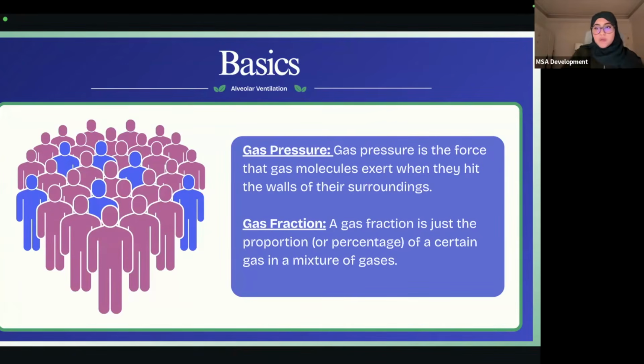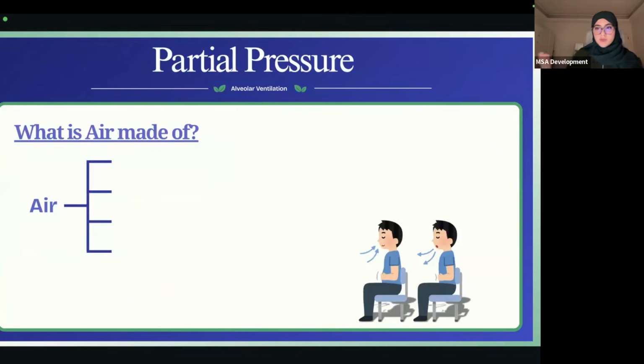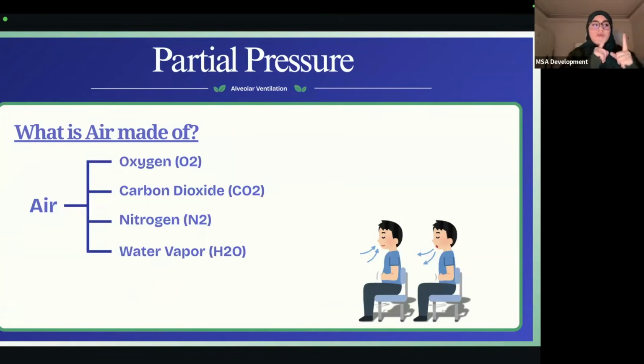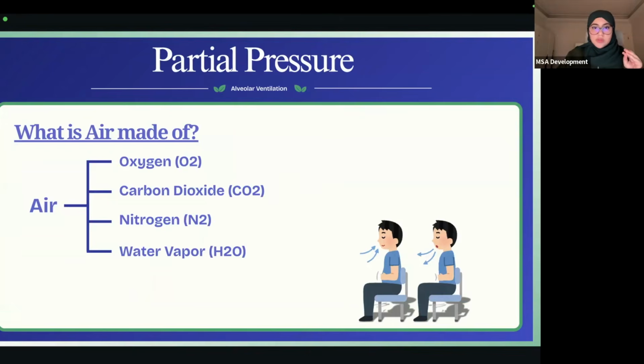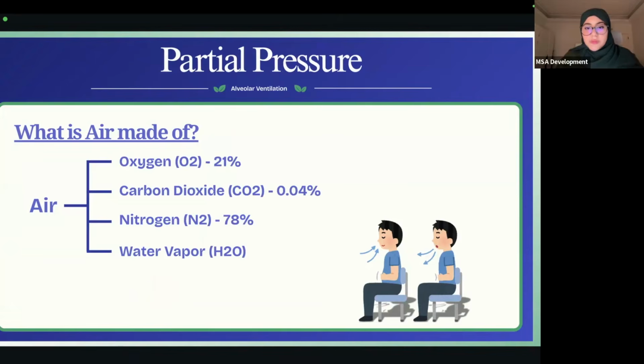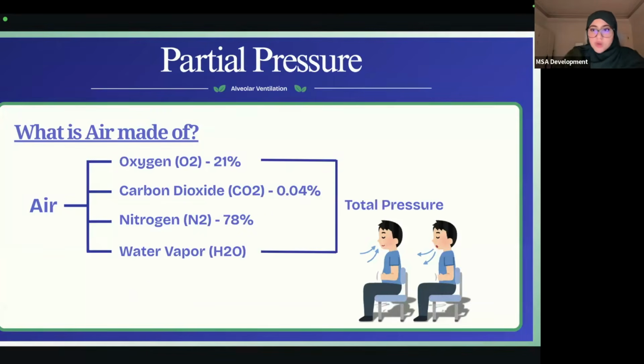I'm talking about air right now. Air isn't just air, right? It's made up of lots of components: oxygen, carbon dioxide, nitrogen, and water vapor. Each of them has a specific fraction, like I said before. And all of these components of air make a total pressure.